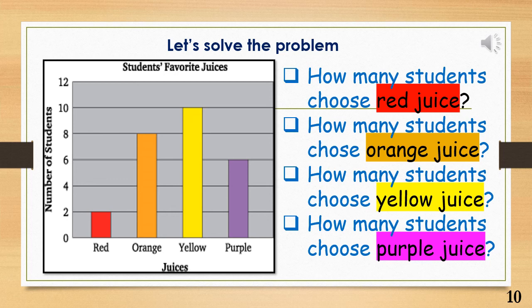How many students chose the orange juice? Let's follow the orange line. It stops at number 8. Therefore, 8 children chose the orange juice. How many children chose the yellow juice? Again, let's follow the line. And it ends at 10. So 10 students chose the yellow juice. The same goes for the purple juice. We look at the purple line and we see that it ends at number 6. Therefore, 6 students chose the purple juice.